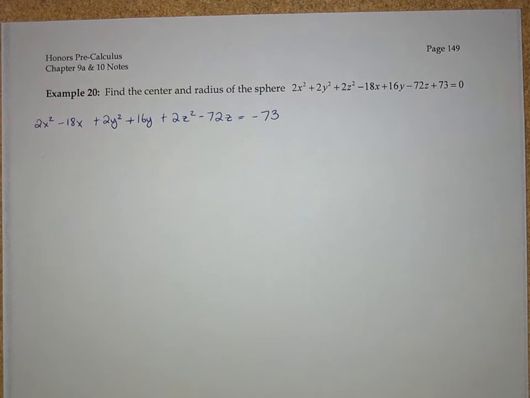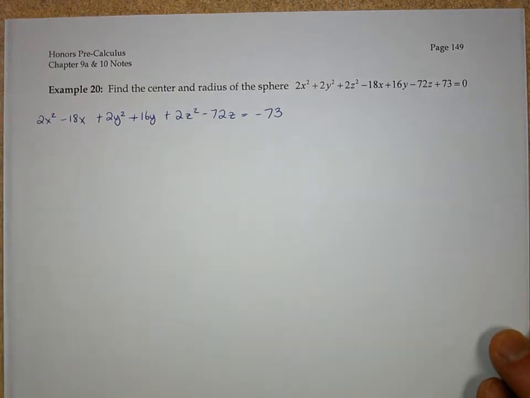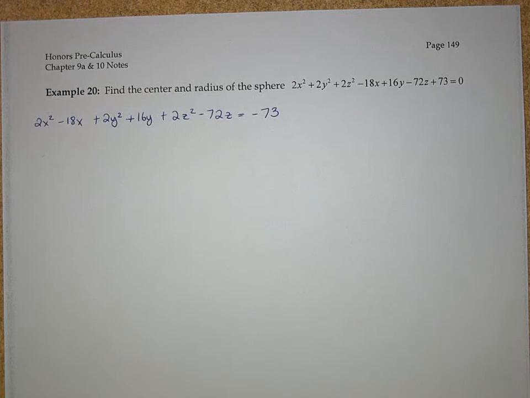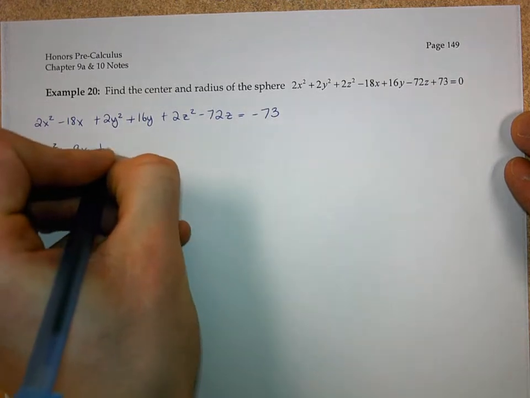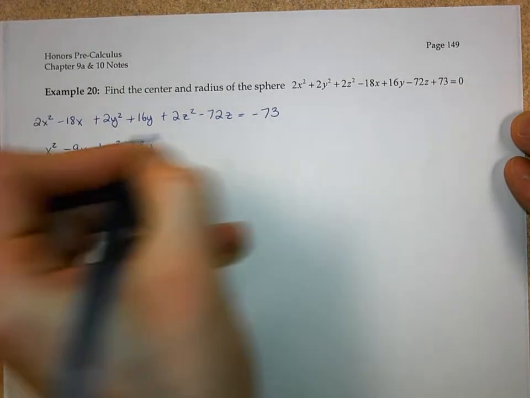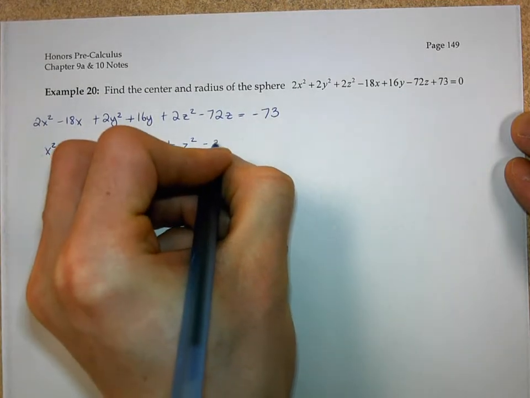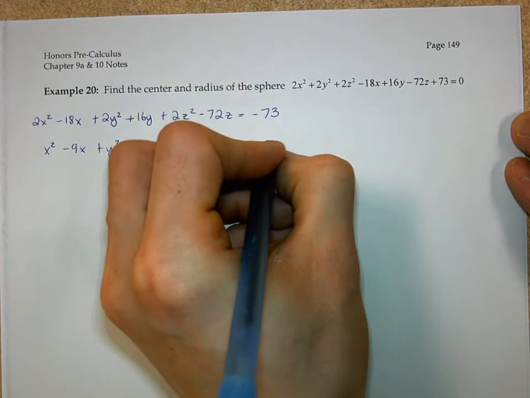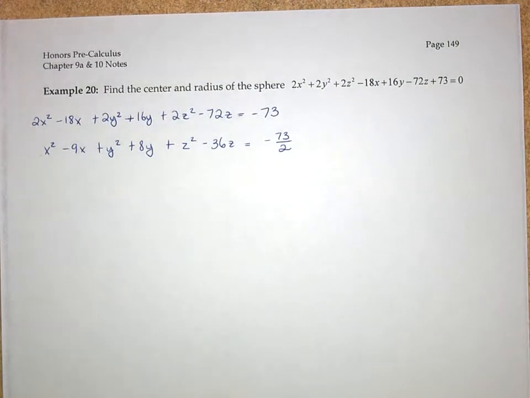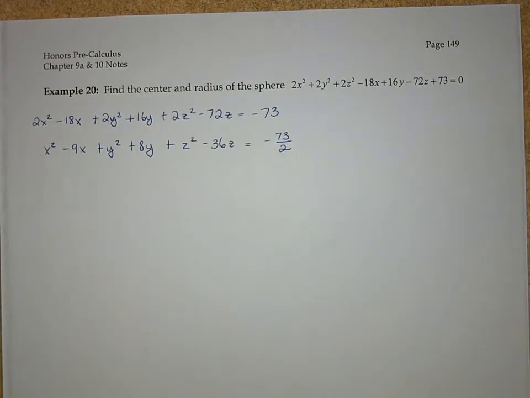So what we can do right off the bat is I can see here my x squared, my y squared, and my z squared all have a constant of 2. So let's start by just dividing everything by 2 right away. So I've got a constant of 1 in front of all my squared terms. So x squared minus 9x plus y squared plus 8y plus z squared minus 36z is equal to negative 73 over 2. Divide everything through by 2. Now I can do my blanks on both sides. I don't have to worry about multiplying the other side by a constant.